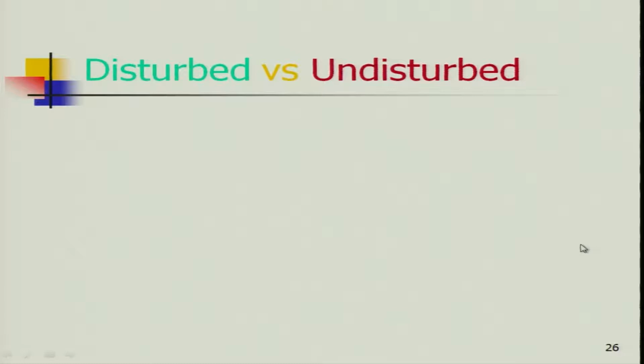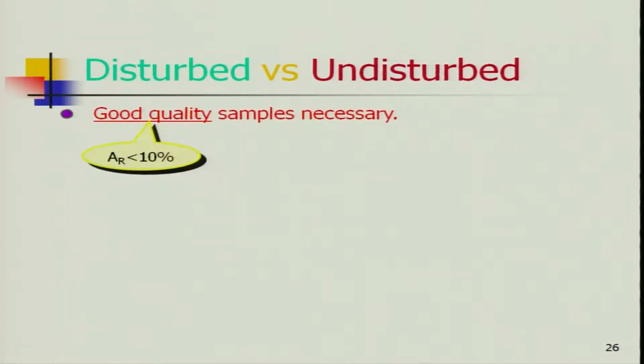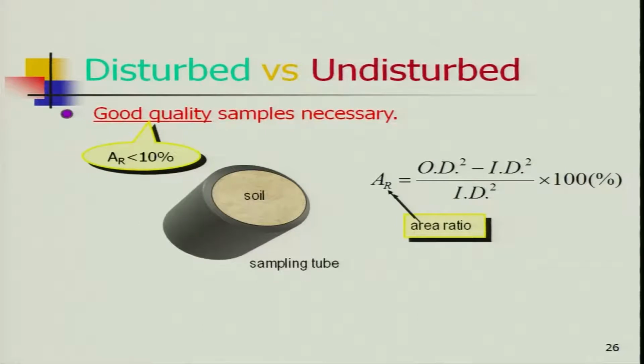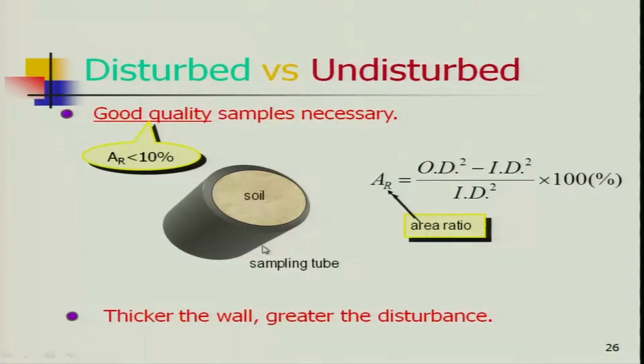Now let us go to the second half, the part I left previously: disturbed versus undisturbed. How do you know that a good quality sample is necessary? If your area ratio is less than 10%, that means if this is your sampling tube, this is your outside diameter squared, minus inside diameter squared, divided by inside diameter squared, into 100%.